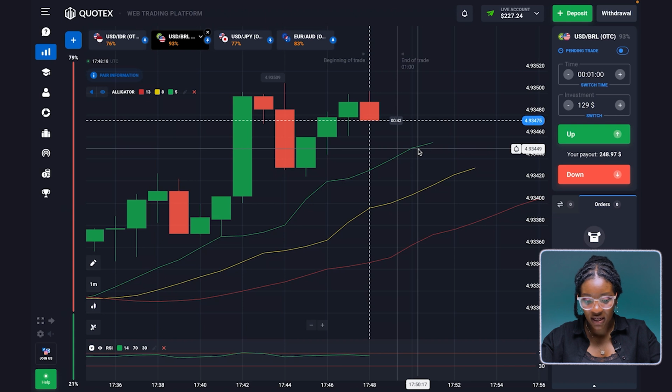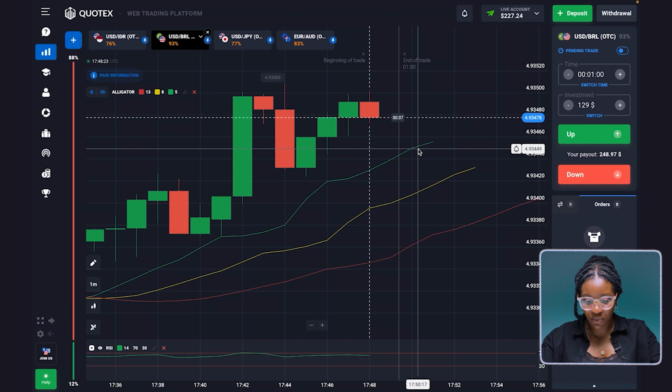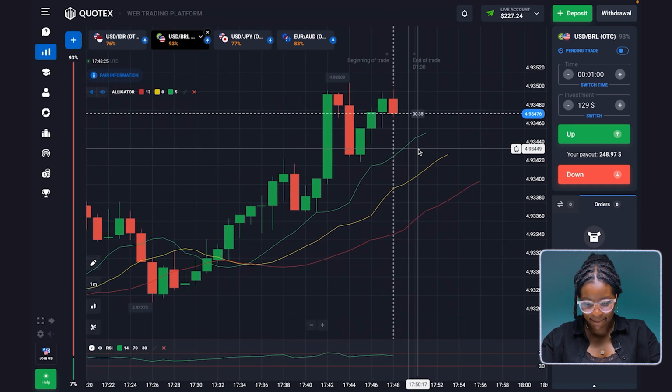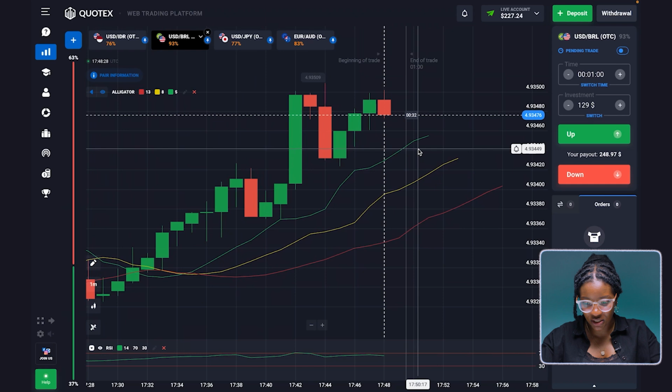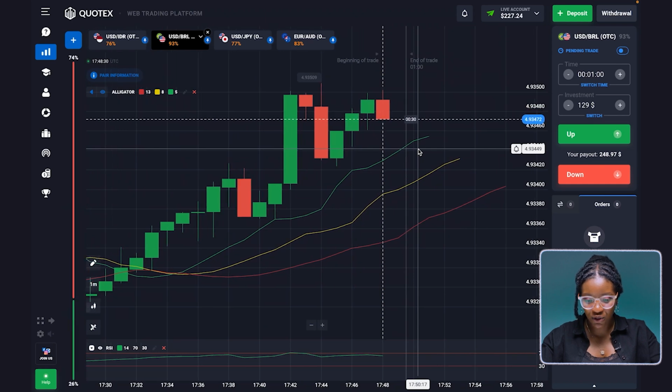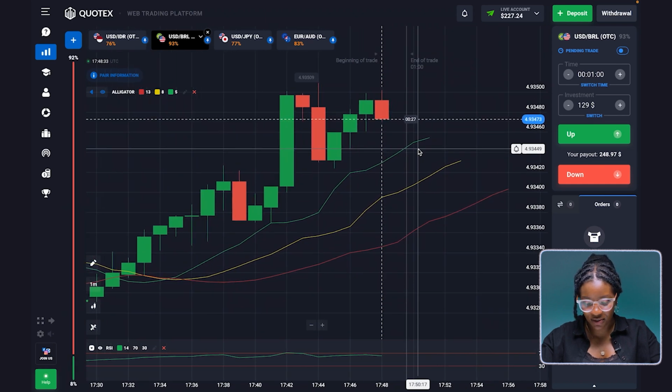In this case, it will show in the orders window. It is filled at the price you have selected. It will move into the positions place. From here, you'll be able to monitor your trade until expiration.